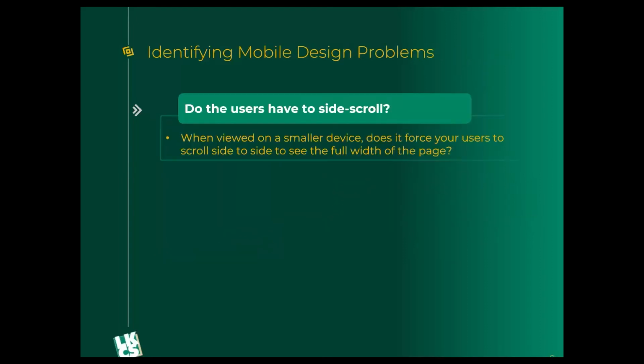So let's go over some simple questions to identify these mobile problems. First off, do the users have to side scroll? This is such a big giveaway that there's issues. When viewed on a smaller device, if you have to scroll side to side to see the full width of the page, or even when using a tool that's embedded on the page, like a calculator or anything, if I have to scroll side to side and it doesn't adapt to my screen, there's some problems there.